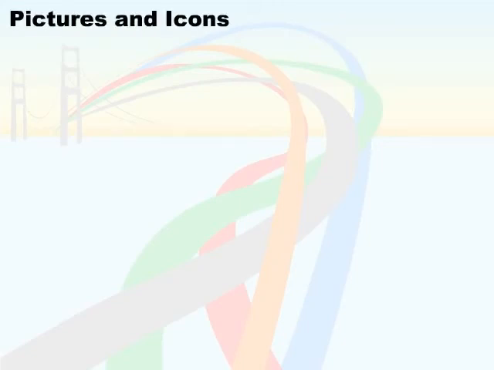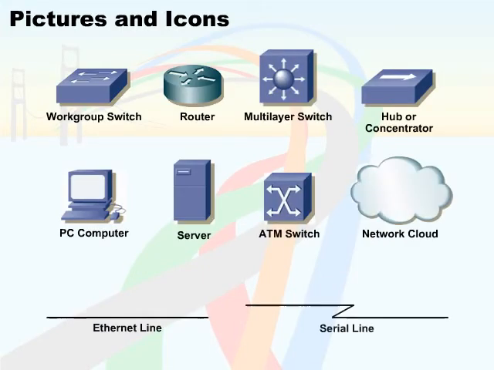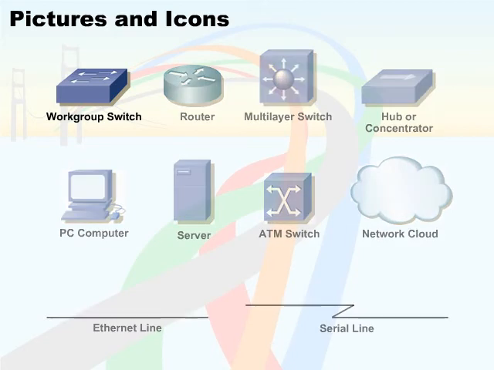During this course, we're going to use a series of pictures and icons and so forth to make sure that we have a good understanding of all these different technologies. The first icon that we have is the workgroup switch. This is a universal icon used for a switch typically functioning at layer 2 of the OSI model.